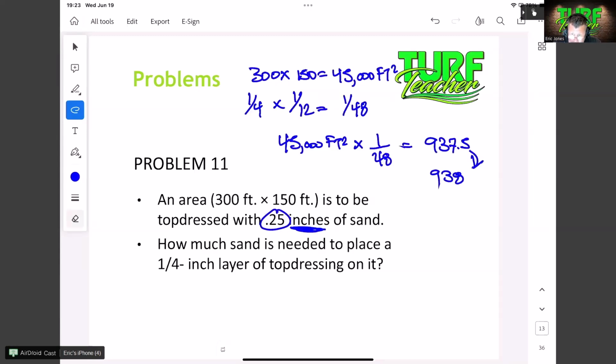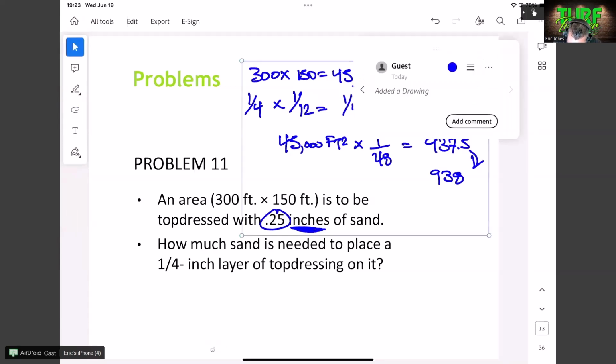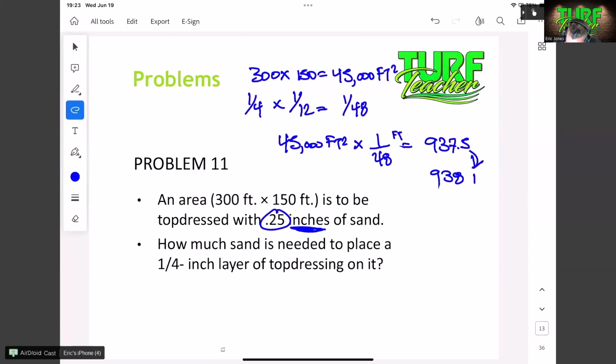And that is, so we got 0.25 inches. This gets it converted to actually a feet. So that gives us the cubic feet. We divide by 27. So 938 divided by 27 is roughly 34.7 or 35 yards to do the top dressing.